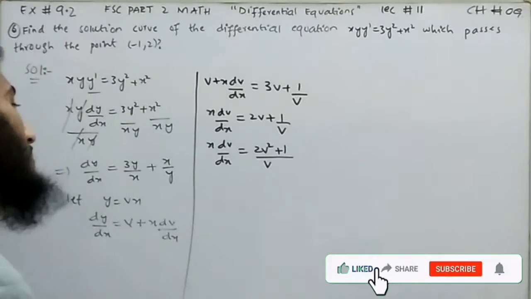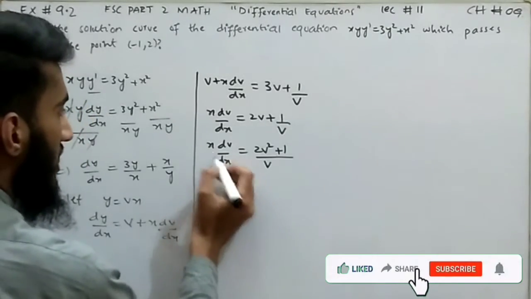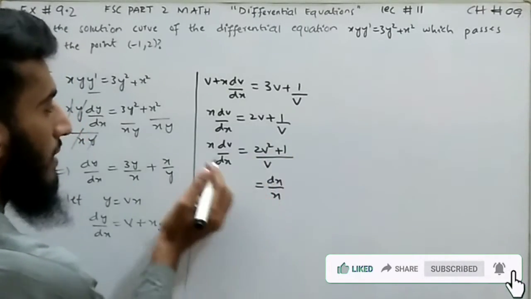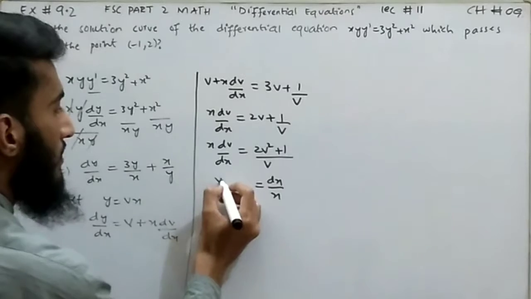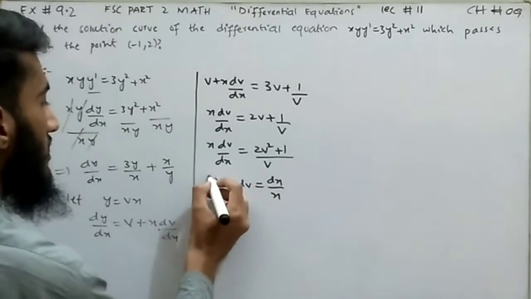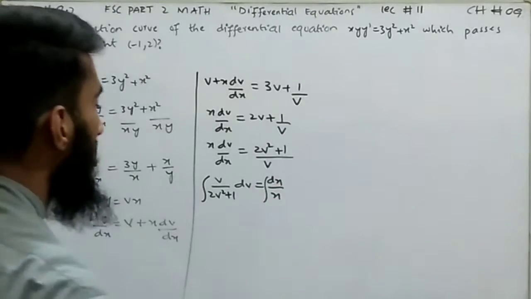After this, using the separable differential equation, shift dx and x to the right hand side, it becomes dx/x, and shift this value to the left hand side, so these both will reciprocate, it becomes v/(2v² + 1) dv, taking the indefinite integral on both sides.